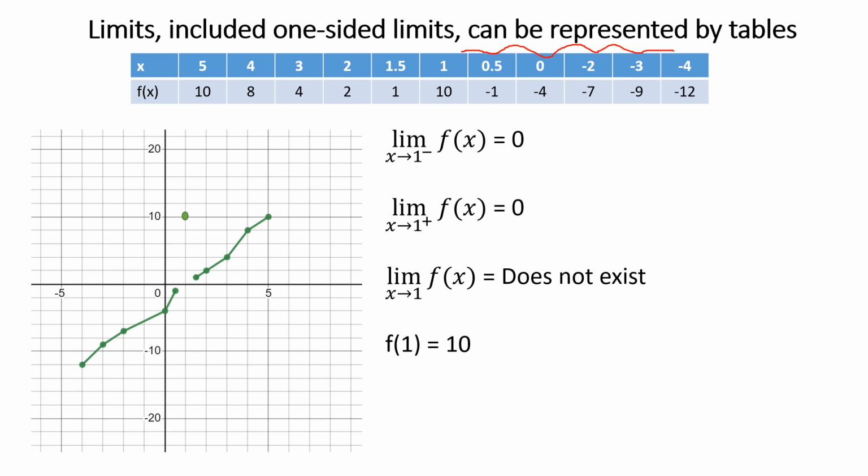It is approaching 0 from the right as well. So f of x from the left is approaching 0. F of x from the right is approaching 0. Now, there's nothing here at x is 1 right here, so it does not exist. I've got to be approaching from both sides to be a two-sided limit, which is what this is. But it does not exist. Now, not the limit, but the actual equation, f at 1 does equal 10 right here. Again, that's not a limit.